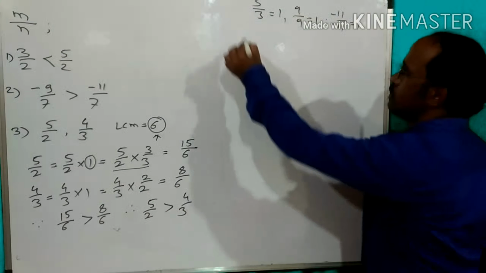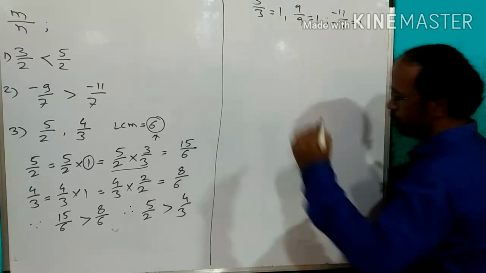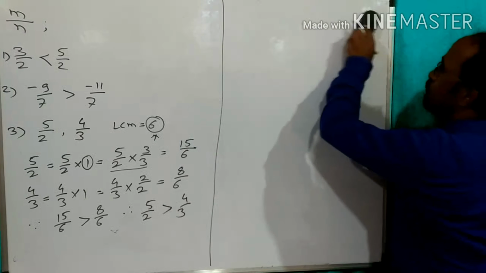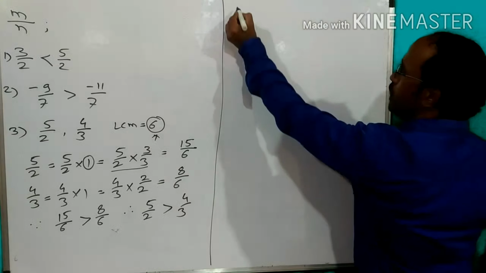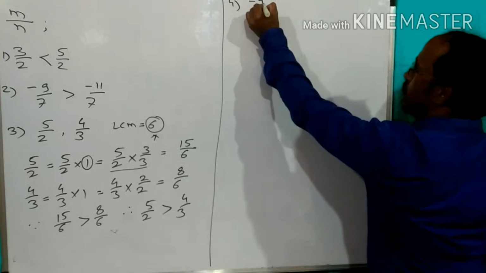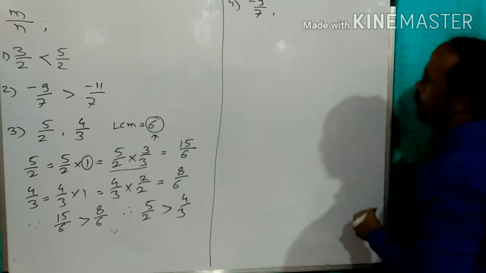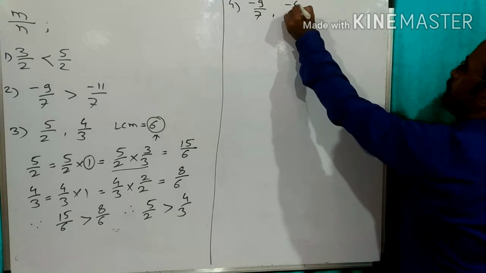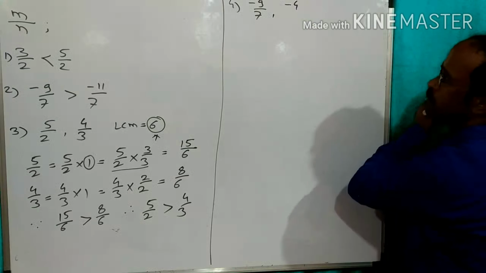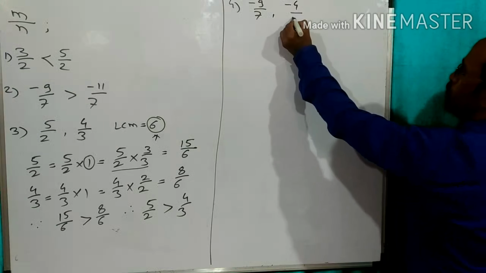Okay, let us see a few more examples. Suppose next example is minus 9 upon 7 and minus 4 upon 3.